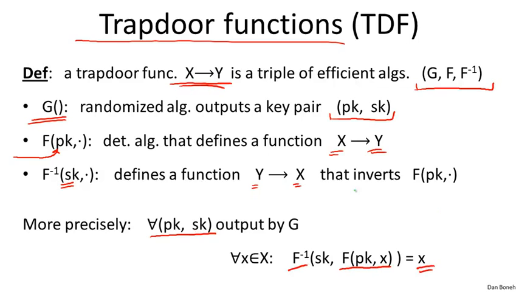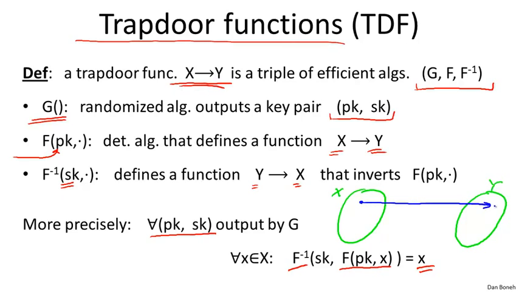So the picture you should have in your mind is there's this big set X and this big set Y, and this function will map any point in X to a point in Y, and this can be done using the public key. So again, any point in X can be mapped to a point in Y. And then if someone has the secret key, then they can go in the reverse direction by applying this secret key sk.